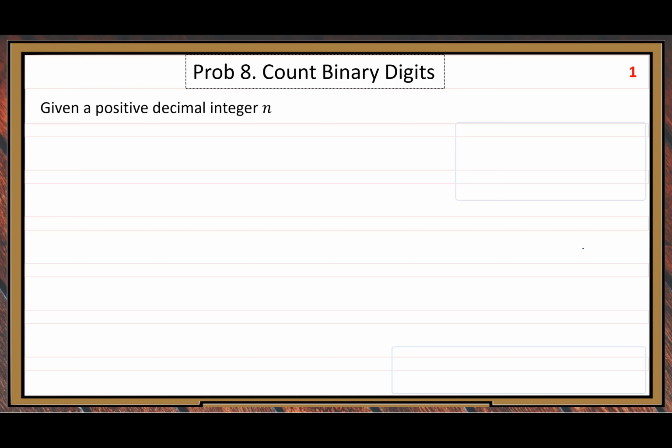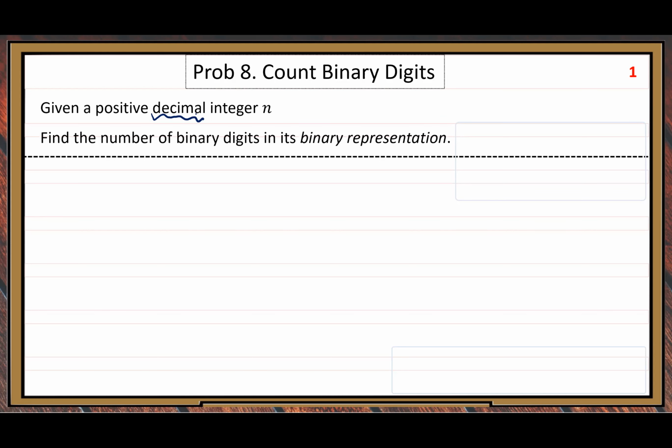Given a positive decimal integer n, by default, given integer, it's decimal. But here, why I emphasize decimal here, right? The reason is later, I will talk about binary. So that's the reason I mentioned this decimal first. Find the number of binary digits in its binary representation. We know binary digits, we usually call it bits, right? Bits.